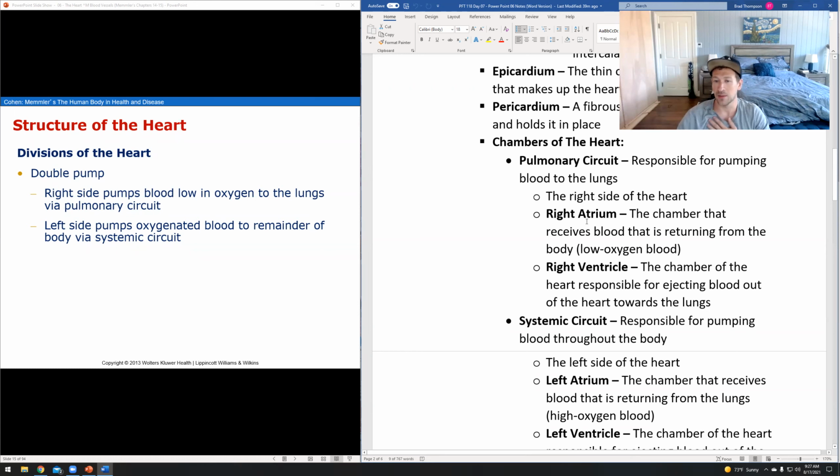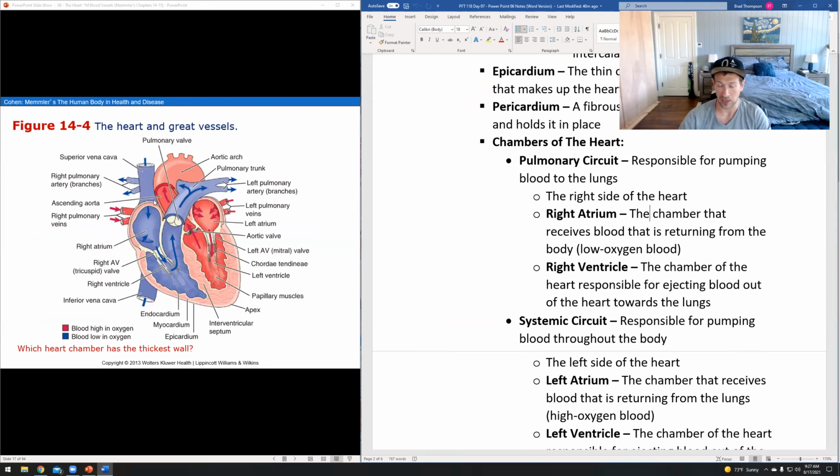So the first one we're going to talk about is the pulmonary circuit. Pulmonary is a word we use when we're talking about our lungs. Your pulmonary system is your respiratory system, your actual lungs and things like that. And so your pulmonary circuit is responsible for pumping blood to the lungs. This is the right side of your heart. And when I say the right side of the heart, you're going to see a picture of it here. I know that we're seeing it on the left side of this picture. Yes, it's the left side of the picture here. This is the right side of your heart.